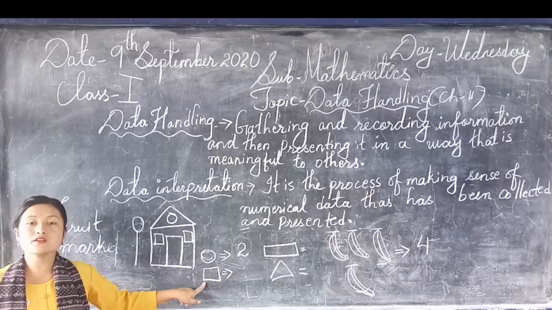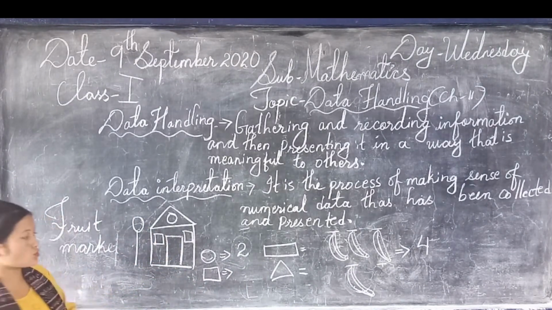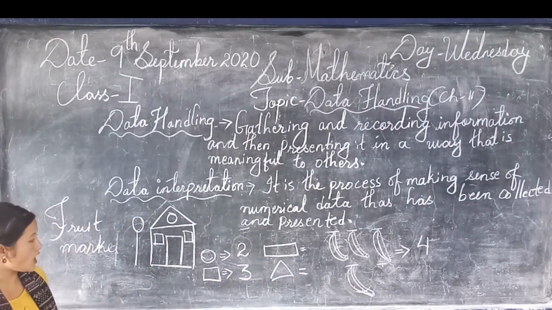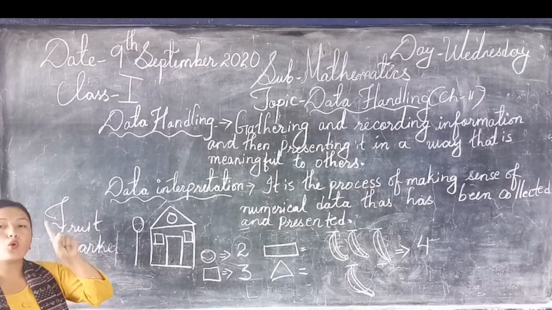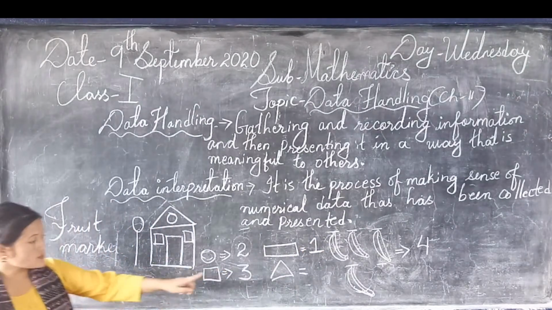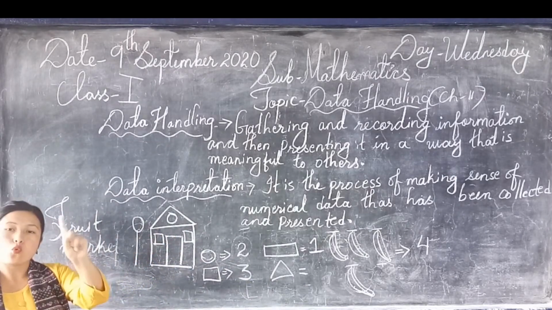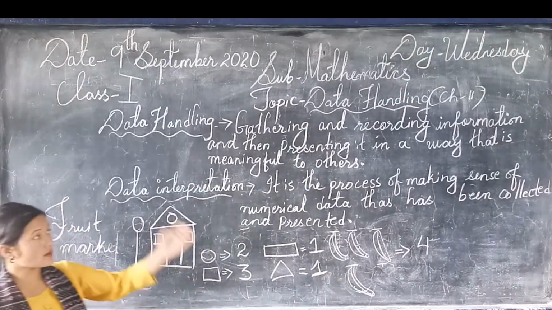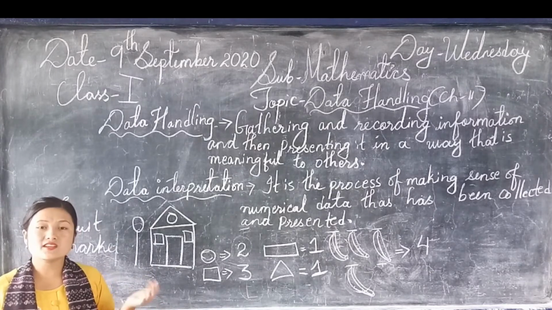What is this? This is a square. 1, 2, 3 squares. Altogether there are 3 squares in one house. The next one is rectangle. How many rectangles? 1 rectangle. So we can write here 1. The last one, what is this? Triangle. How many triangles in this house? 1 triangle, isn't it? So this is the information which we gather of each thing.